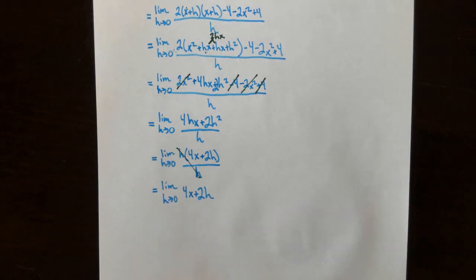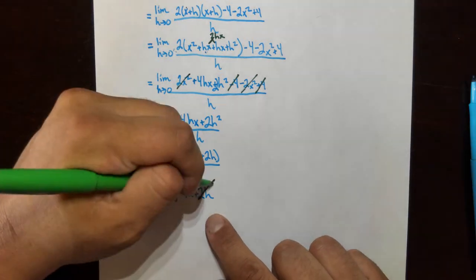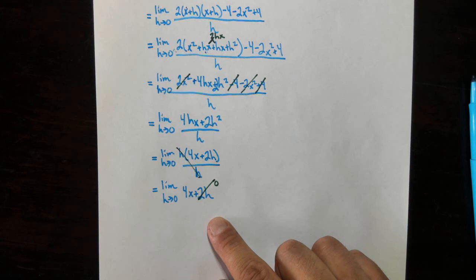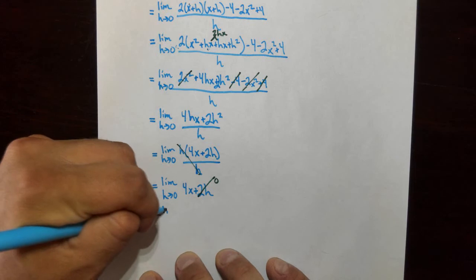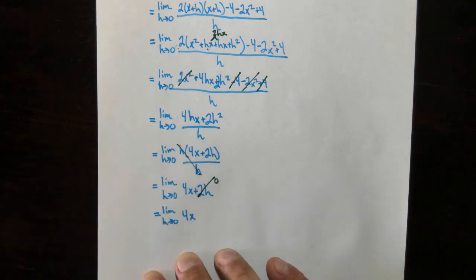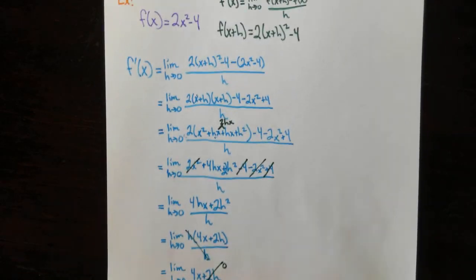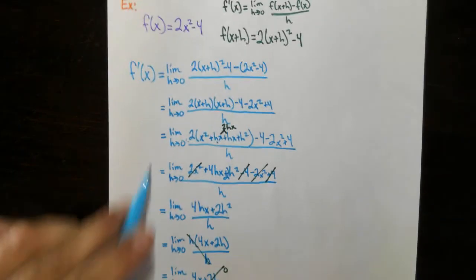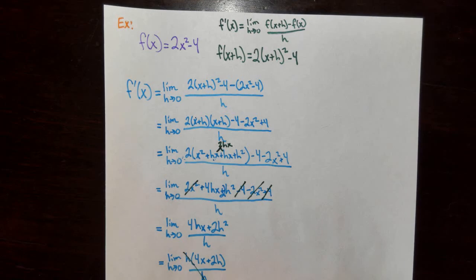Now, what happens to this as h approaches 0? Well, isn't it true that if h becomes 0, then this zeroes out? Absolutely. So the limit as h approaches 0 is just 4x. So if we go back up to the top, 4x is the derivative of 2x squared minus 4. This is a lot of algebra, isn't it?